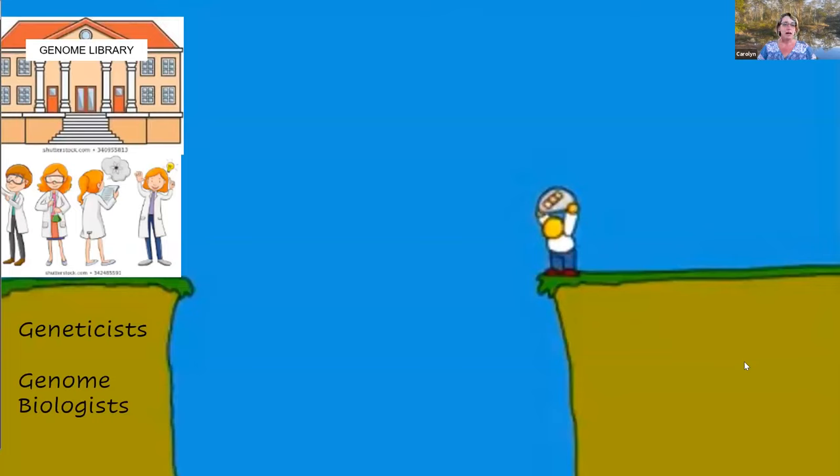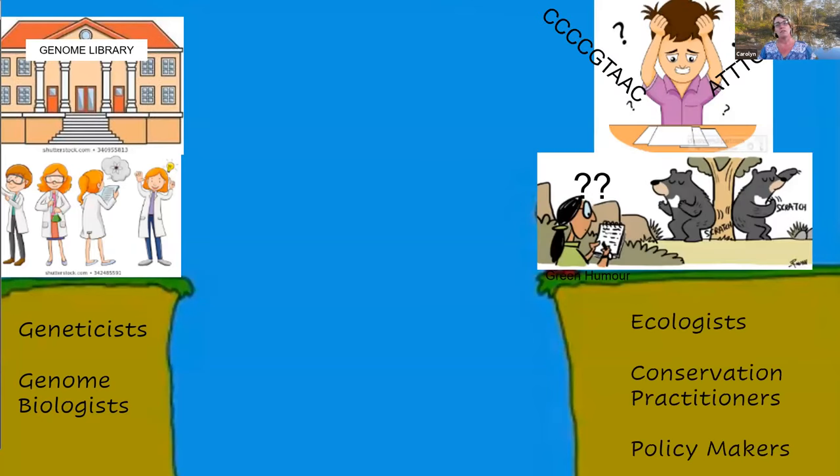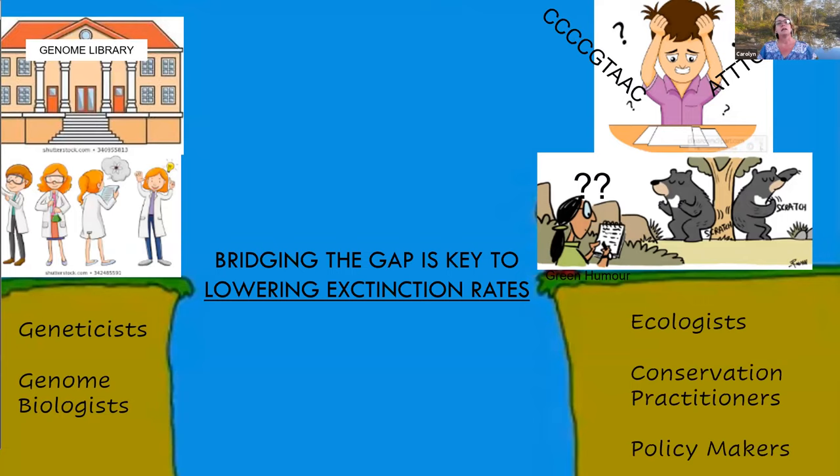On one side of the gap sit the genome biologists and the geneticists, and I would argue these days that this is actually a three-way gap. You've got geneticists and genome biologists on one side, on the other side you have the ecologists, the conservation managers, the practitioners and the policy makers, and the third part of the gap is the bioinformaticians. What we found is that if we can bridge this gap, it is really key to helping lower extinction rates.